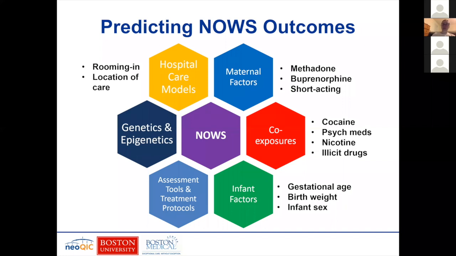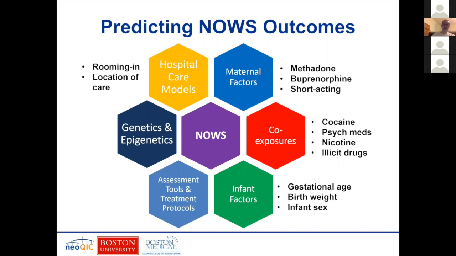And again, the co-exposures, what we have found is the more psychiatric medications you add, the more severe the baby's withdrawal. So the more polypharmacy, the worse the baby typically is going to do. We've also seen worse NAS with the babies that have illicit drug exposures. Gestational age, so we've actually seen that preterm babies have less severe NOWS than the term babies, and there also seems to be a relationship with the birth weight, that the bigger babies tend to have more significant withdrawal, and there's also been a published association with infant sex where males tend to have more severe withdrawal than females.